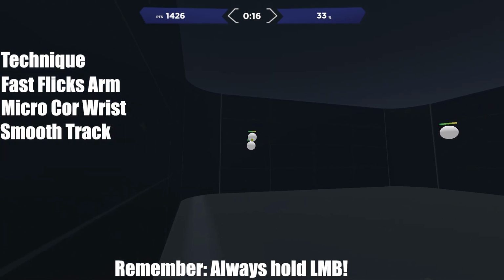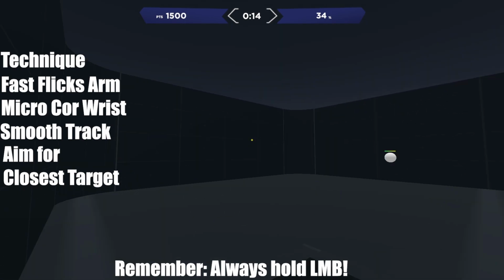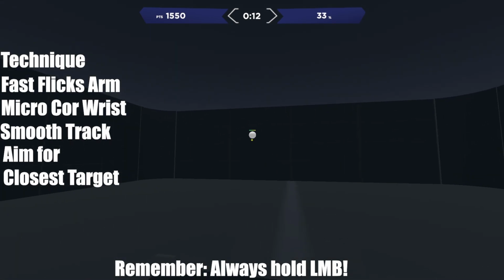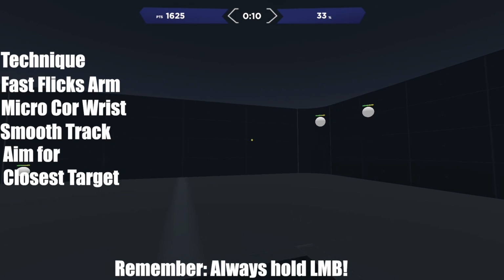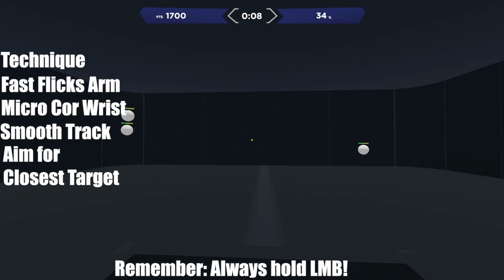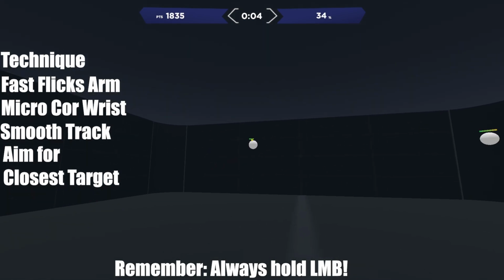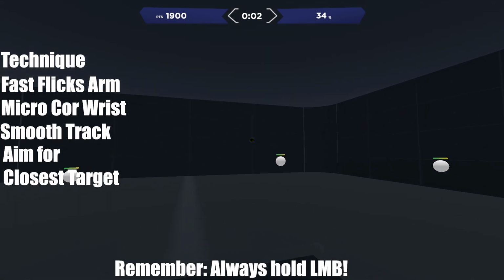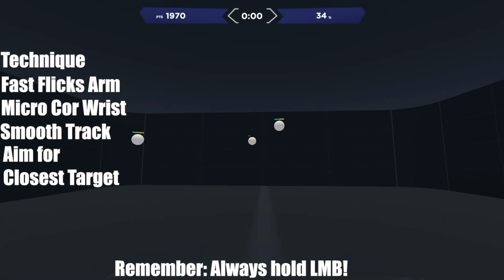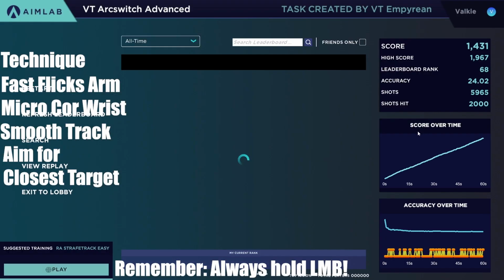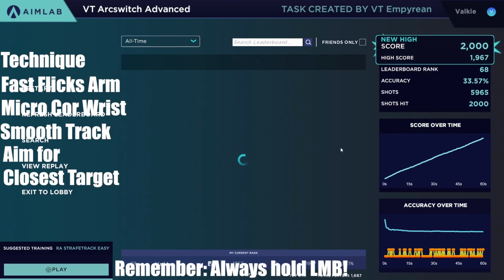Aim for the closest target. What I sometimes do if I see a target that spawns really close to me, but it's very vertical, so it's going to go on the ceiling, I skip that bot until it's in a better position, because it can really catch my aim off if I go for the ones that are touching the ceiling.